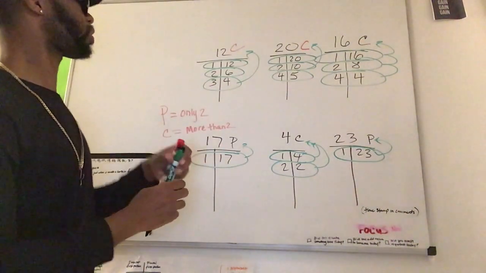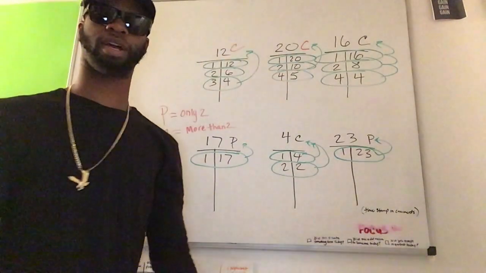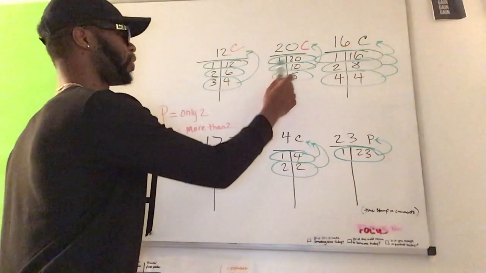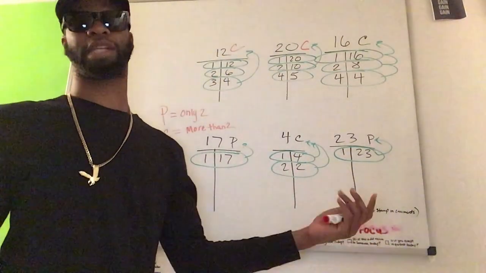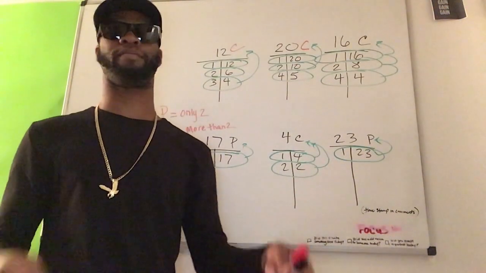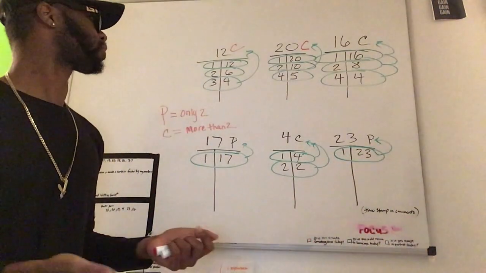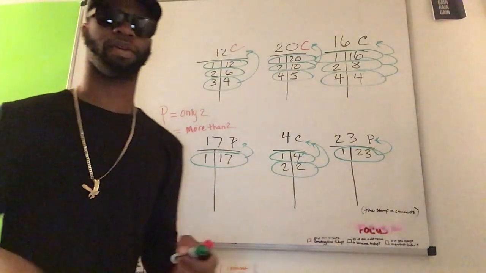Now, these are small numbers, 12, 20, 16, 23, 4, and 17. These are small numbers, so we don't have a lot of numbers going all the way down the board, but you might have a big number like 80 or 90 or something, and it may be more. Never mind. Anyways, moving along.